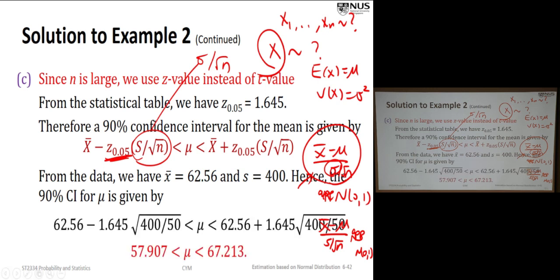So at the end we come up with this. The amount that they spend is between $58 to $67.